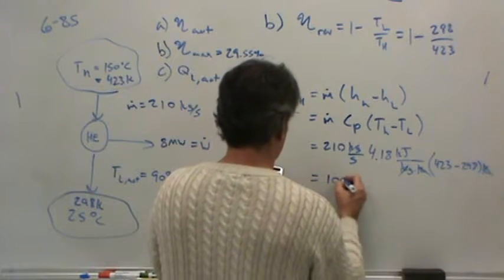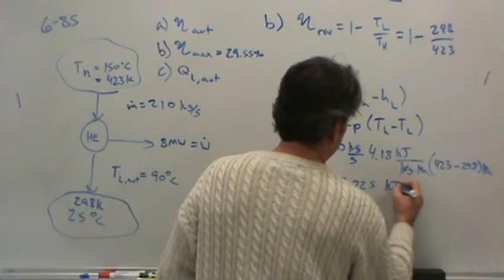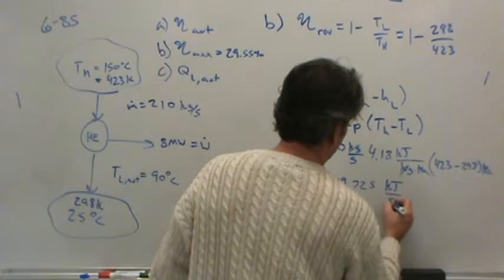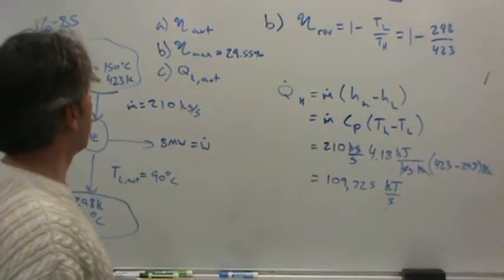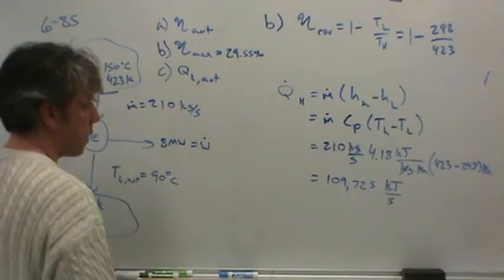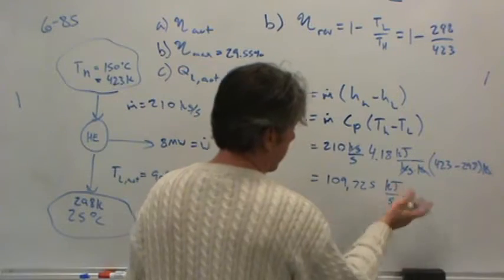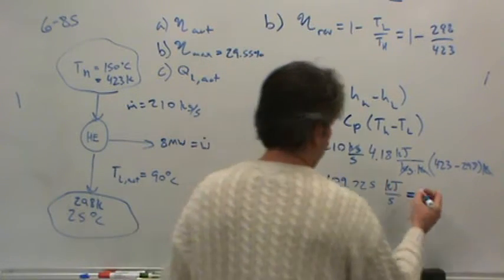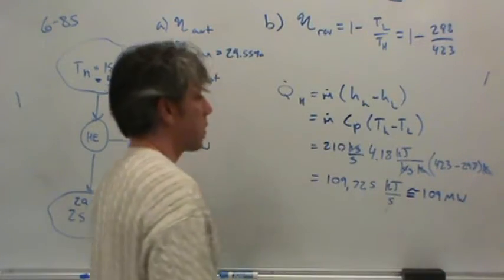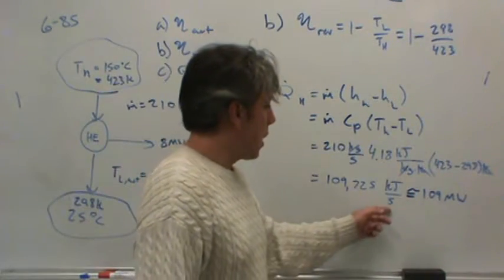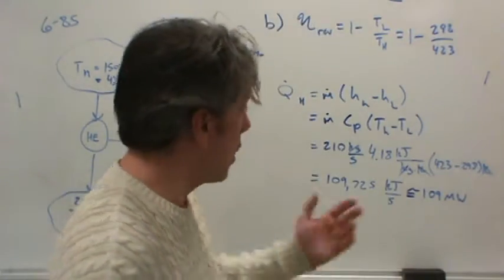This is 109,725 kilojoules per second, or in other words, kilowatts. So this is almost 110 kilowatts. Now, another version of this, if we change it to megawatts instead, this would be about 109 megawatts. Okay, so that's the actual power coming out of the geothermal water.